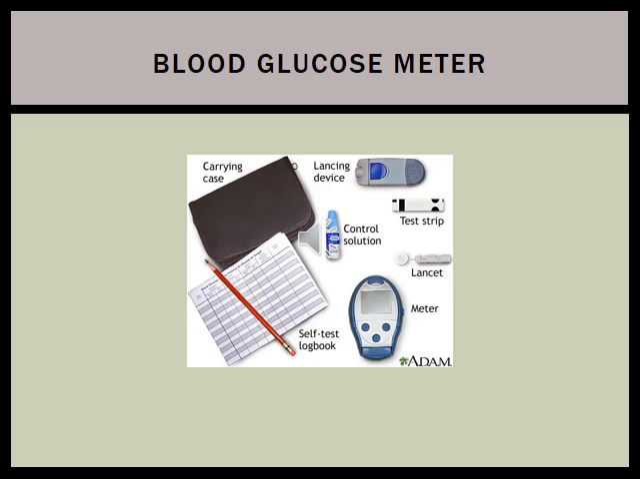The lancing device is what we place the lancet in. A lancing device will have a button that provides a quick release of the lancet. Once the lancet has pierced the skin and a drop of blood is formed, we place that drop of blood on the test strip, and the meter will tell us how much blood glucose is in the blood droplet.